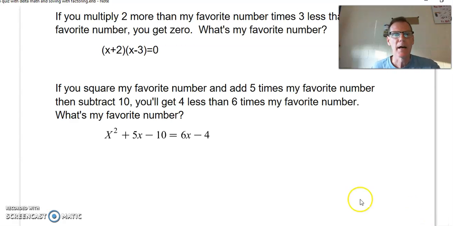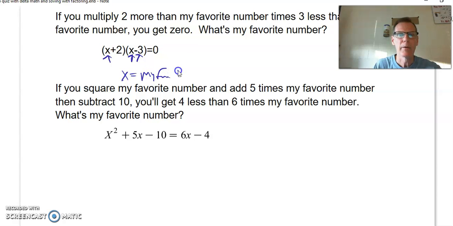All right. And then just continuing with what we're going to learn today. Here's a sentence that eventually ends in this algebraic equation. Aha, for the first time we're seeing an algebraic equation in this class. And it just says if you multiply 2 more than my favorite number, so apparently x is my favorite number, times 3 less than my favorite number. So apparently this is 3 less than my favorite number. Again, x equals my favorite number. That's what that says. If you multiply those, you get 0.